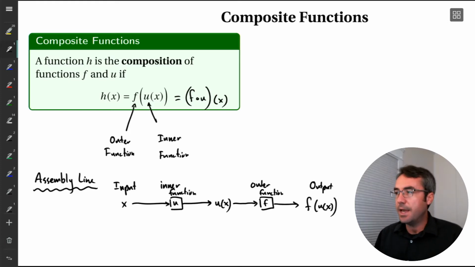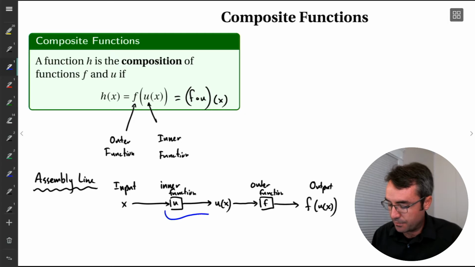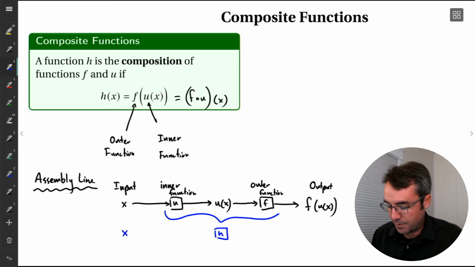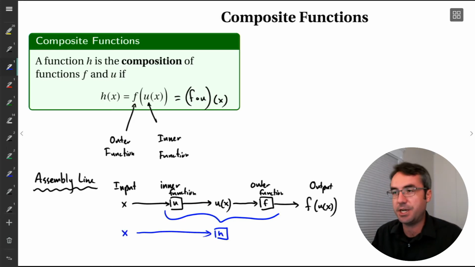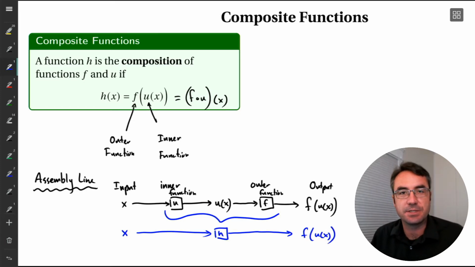And so we can view a composition of two functions as sort of one function of its own. So we could view this as function h. So we start with x. It goes into this machine function h, which ultimately gives us out f of u of x. So this is how to picture composite functions. It's almost like we're on an assembly line. We start with our inner function, and we work our way through.